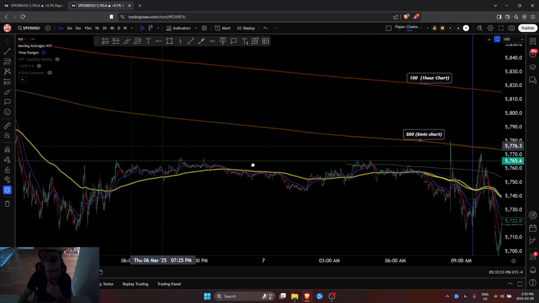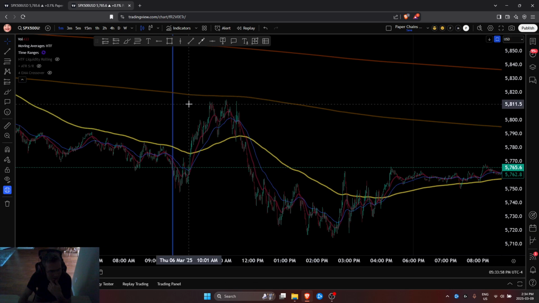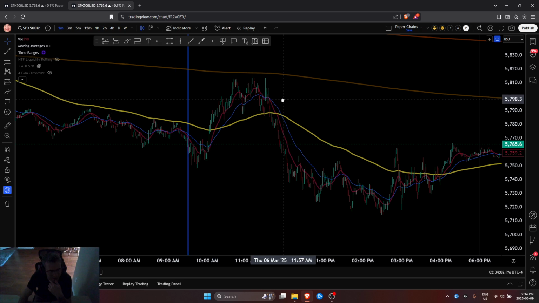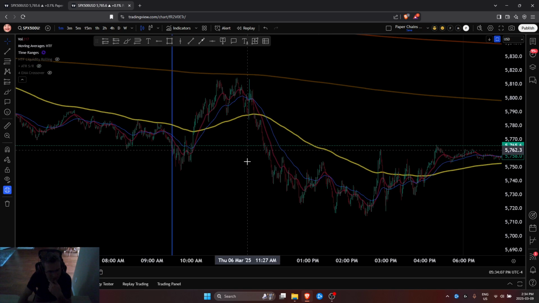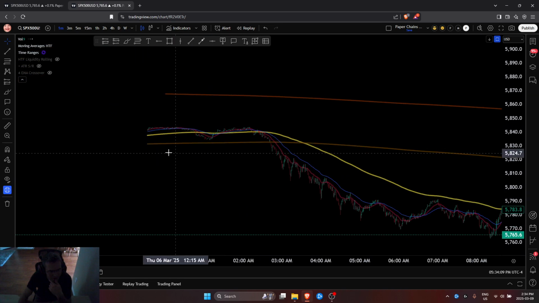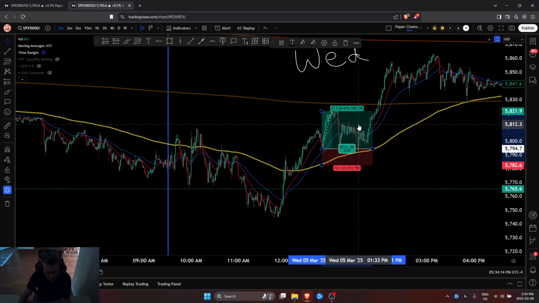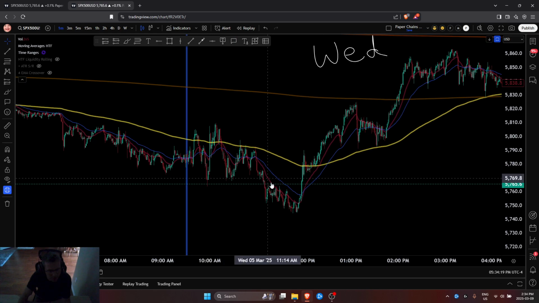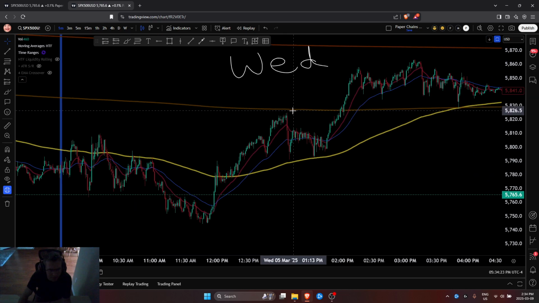Here are a few more examples. I'll just go back a day or so. And here's that line again. You can see it just bouncing off that, right? If that doesn't help you in the slightest, then yeah. But there are lots of ways to use it. Here's Wednesday. I don't think I took that one. But it goes down, comes back up to that 238, and just bounces right off there.